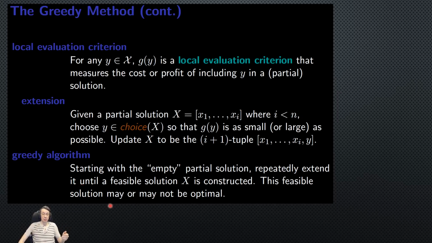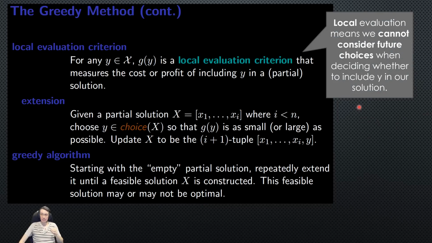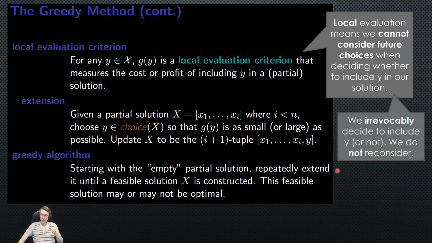Now, this feasible solution may or may not be optimal. Our job is to prove that our local evaluation criterion is configured in exactly the right way so that the feasible solution we end up with is also optimal. Okay. So here's some stuff I said, just written on the slides for your notes.